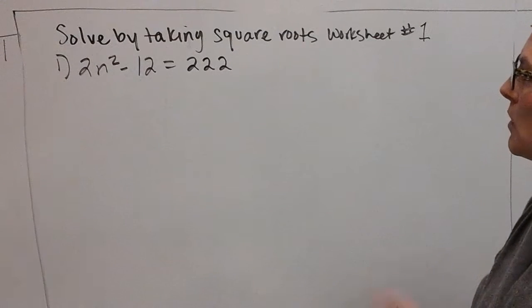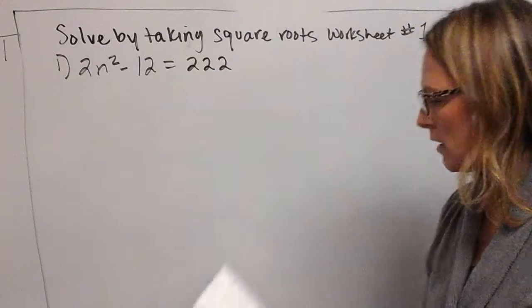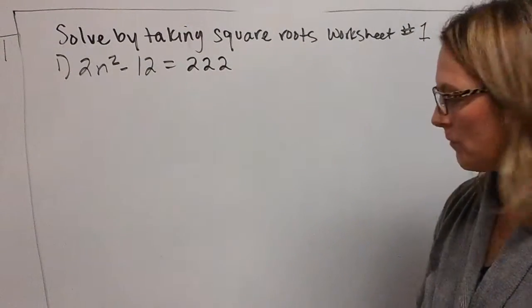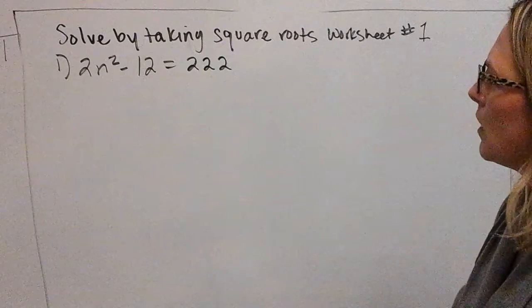First, what I'm going to do is solve by taking the square roots, and I have a worksheet that I handed out for FlexBlock. So the first problem, I'm going to go over that one. It's 2n squared minus 12 equals 222.